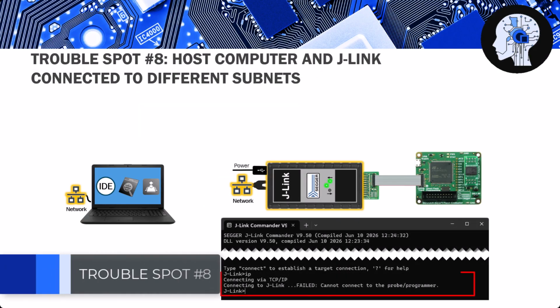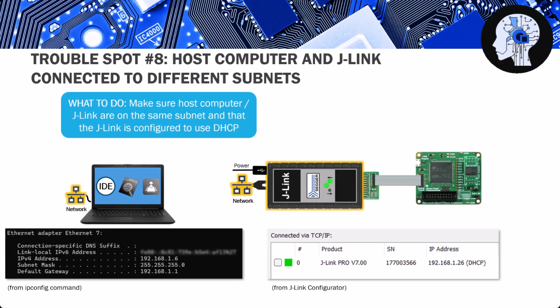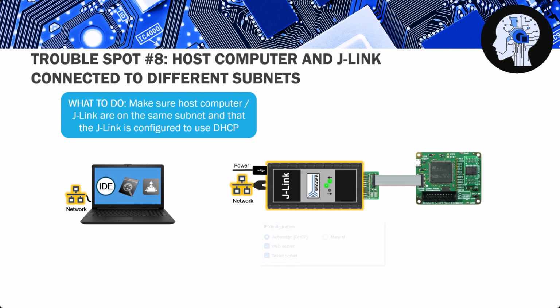If you're trying to access your J-Link via the Ethernet port, but you can't reach it, your host computer and your J-Link may be connected to different subnets. Make sure that your host computer is connected to the same subnet as your J-Link. You can check the IP address of your J-Link and its Ethernet configuration in J-Link Configurator. Also, make sure that your J-Link is configured to use DHCP, which is the default configuration.